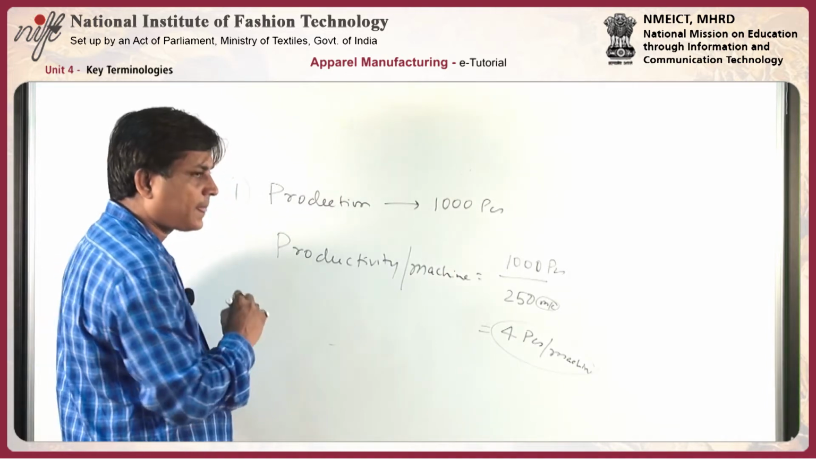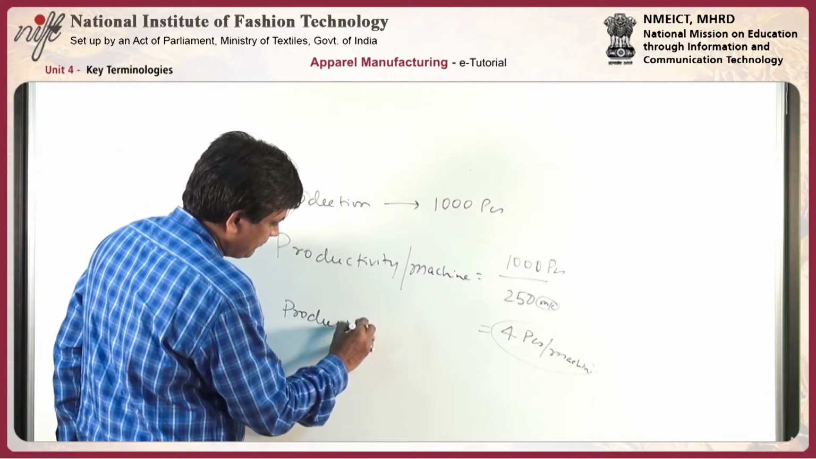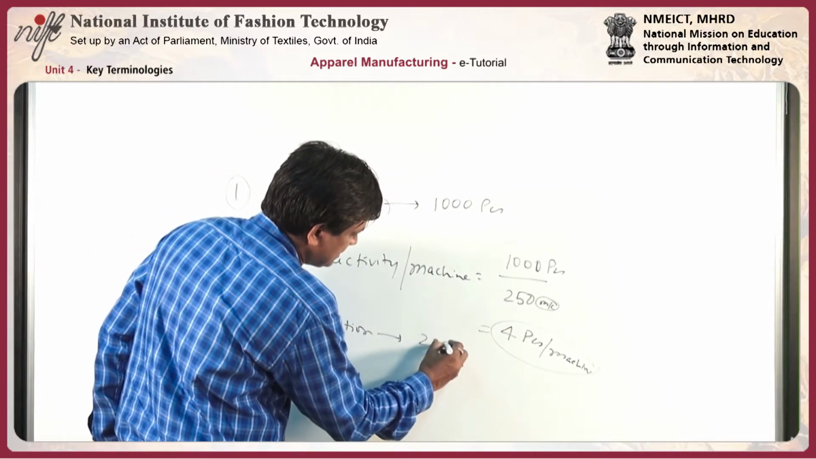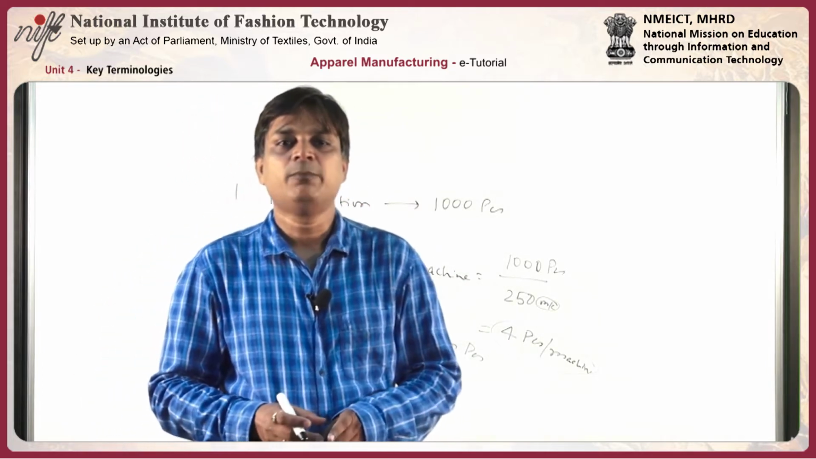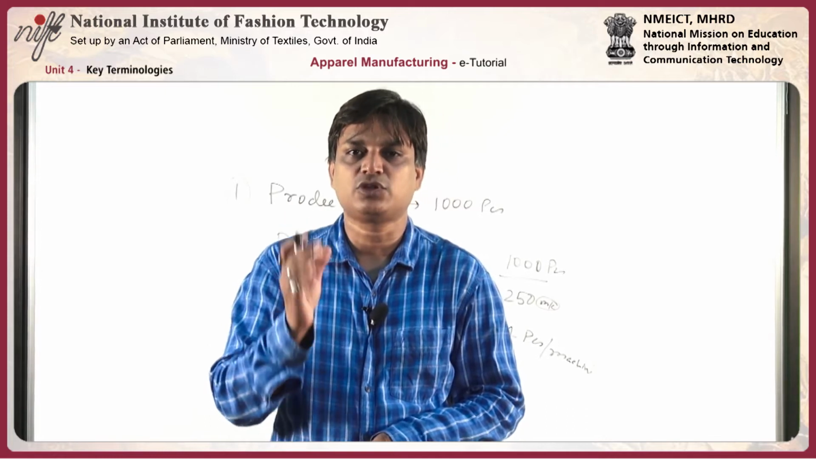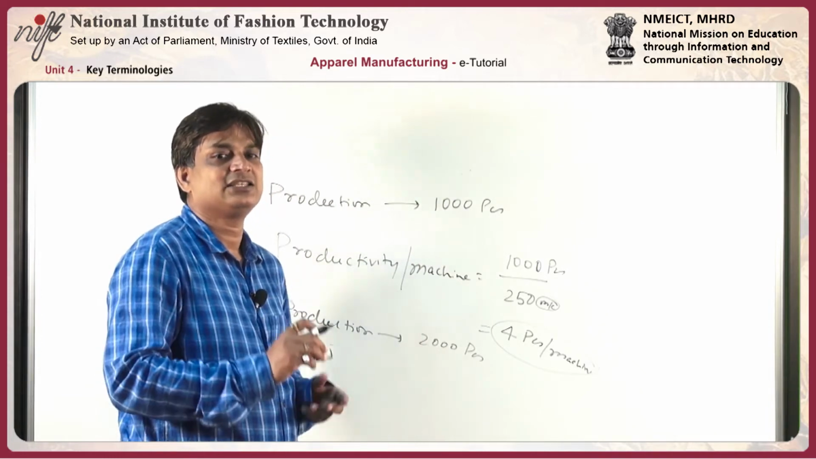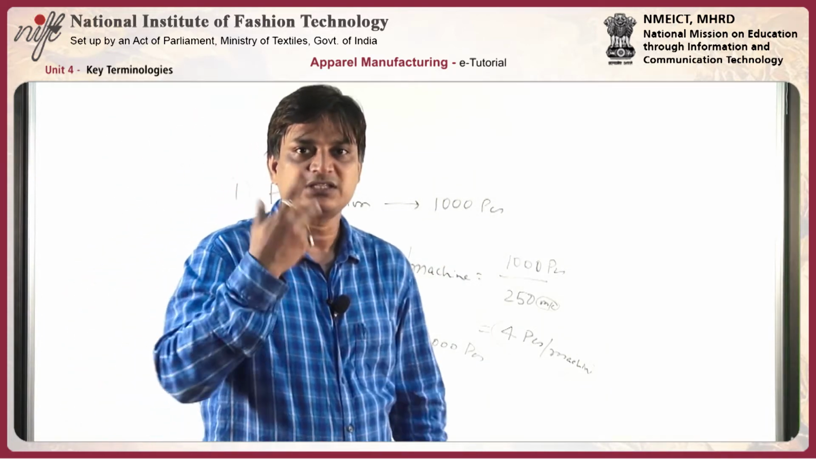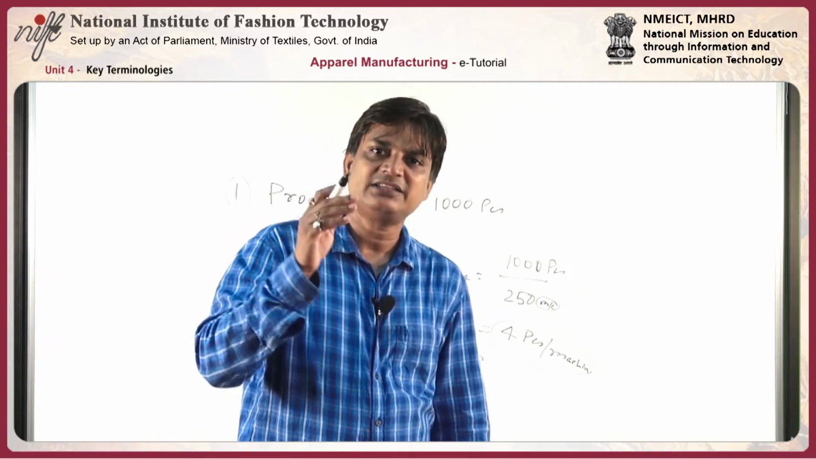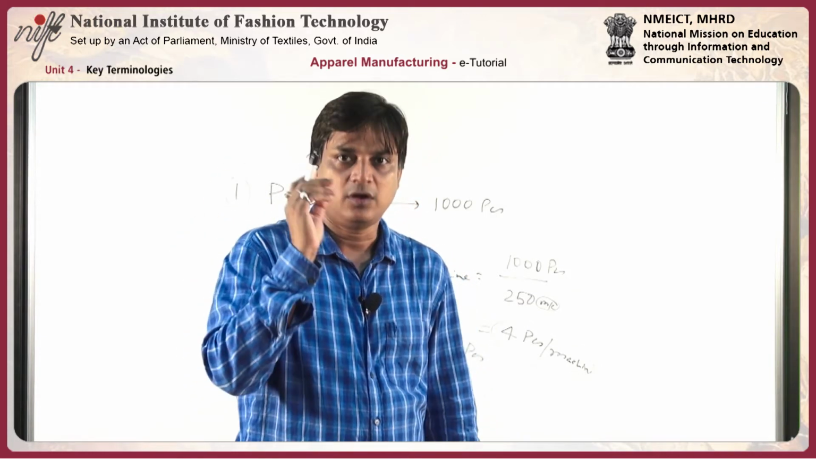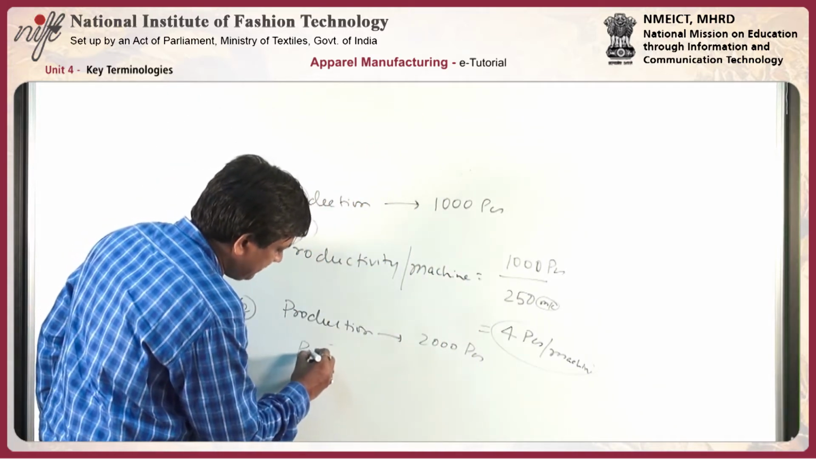Now case 2. In case 2, the production has increased from 1000 to 2000 pieces. Now we have taken a bigger facility, and in that bigger facility, output has increased from 1000 pieces to 2000 pieces. So production has doubled. Now we will check whether the productivity has also increased at the same rate or not.